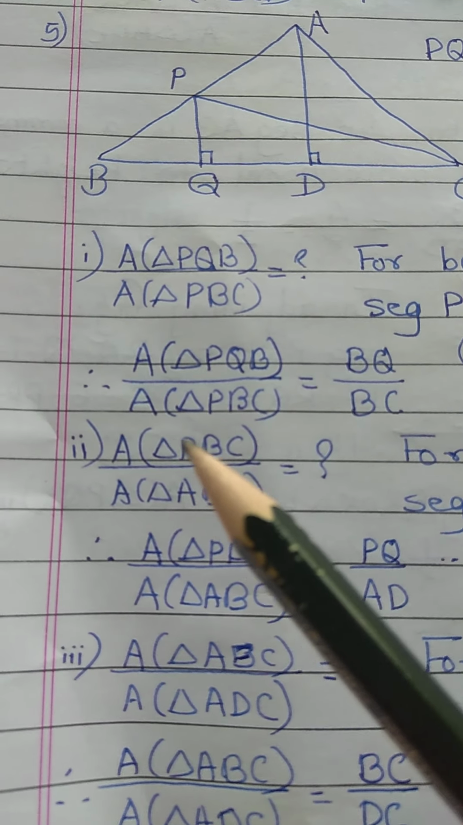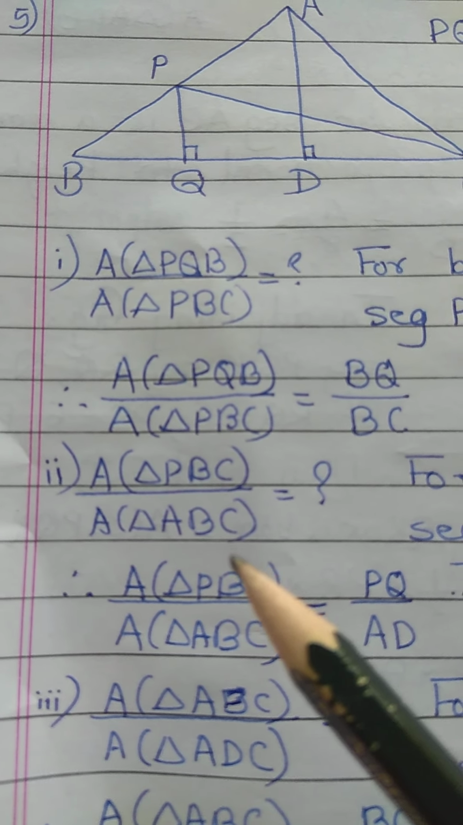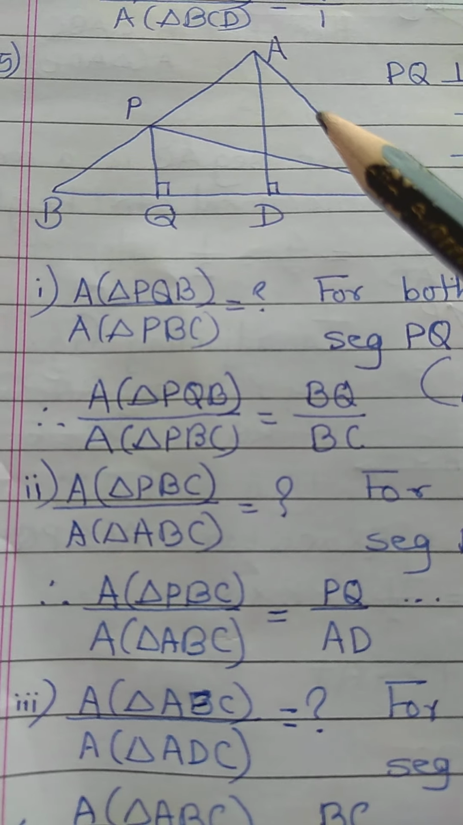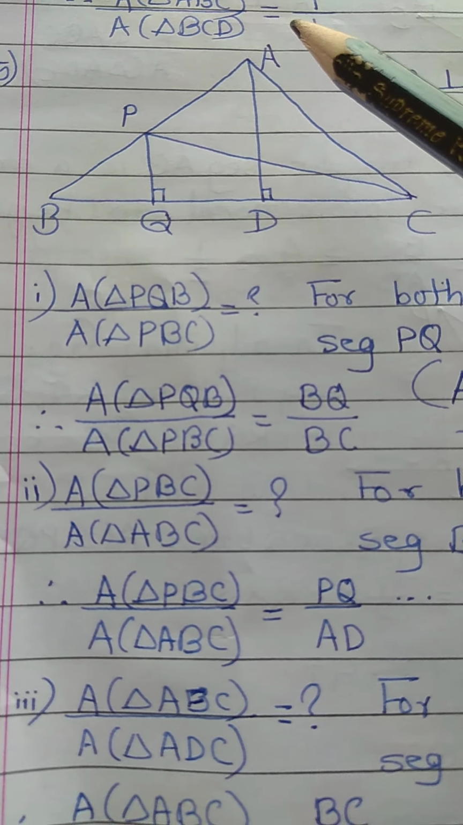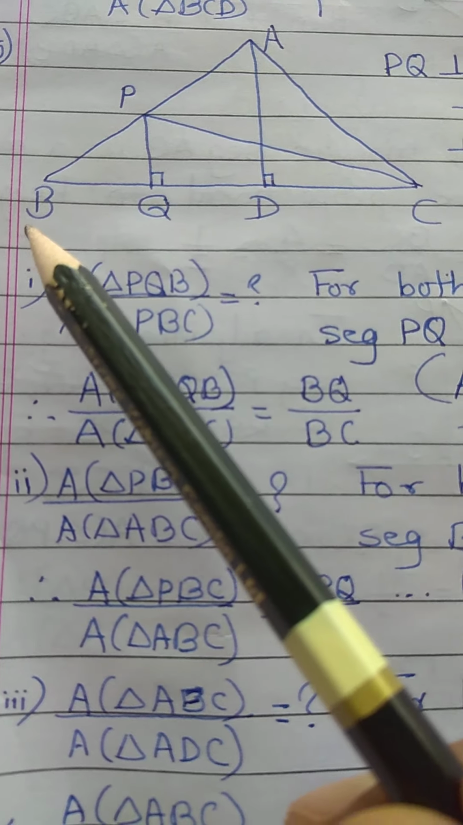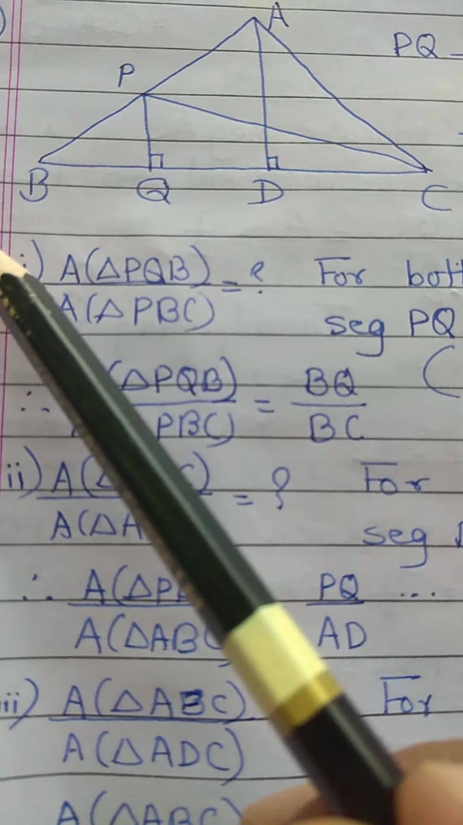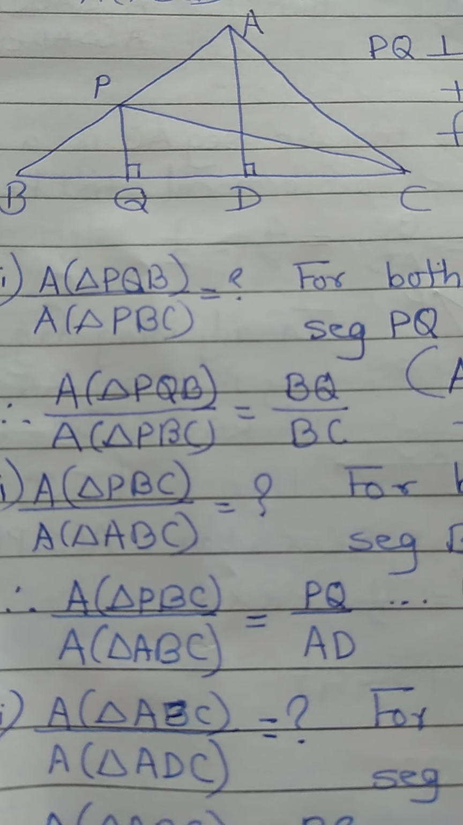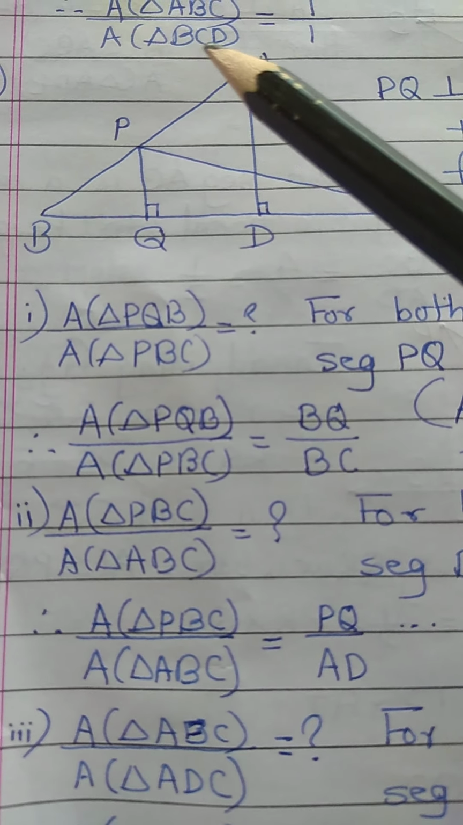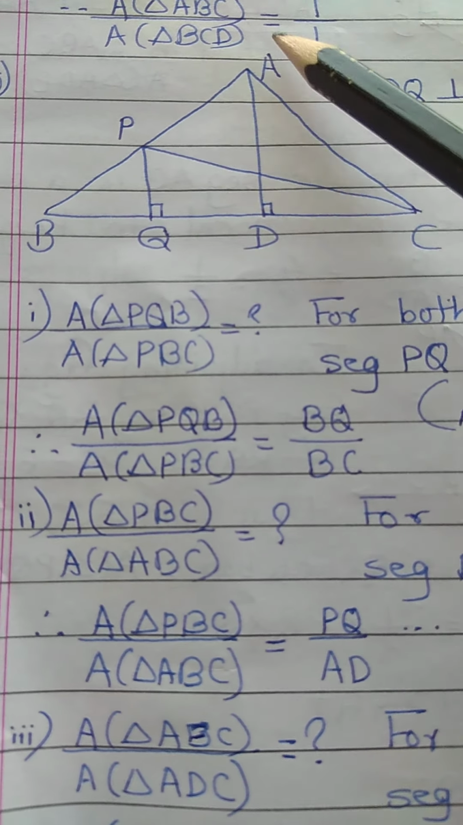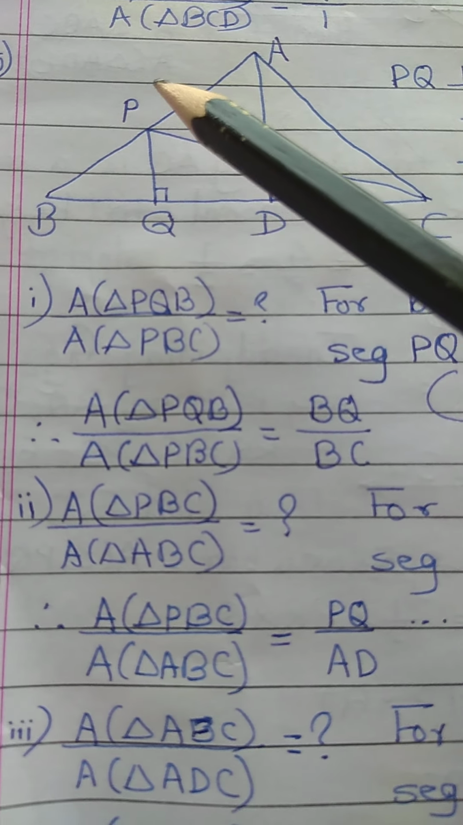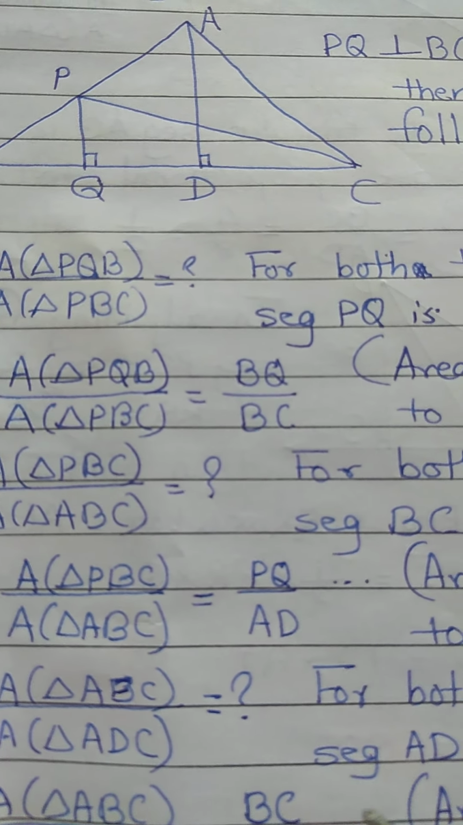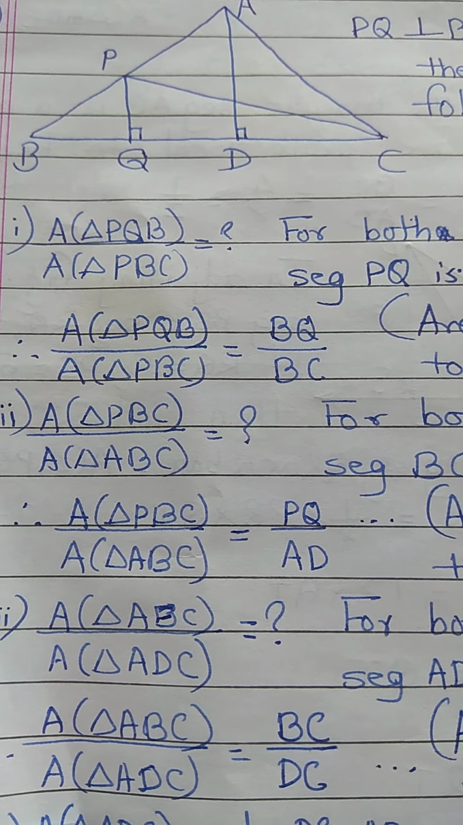Roman 2, area of triangle PBC upon area of triangle ABC. See, area of triangle PBC upon area of triangle ABC. For both the triangles, BC is the base. For PBC also, BC is the base. For ABC also, BC is the base. And therefore, the ratio of the areas should be equal to the ratio of their corresponding heights. That means PQ upon AD. See here, PQ upon AD.